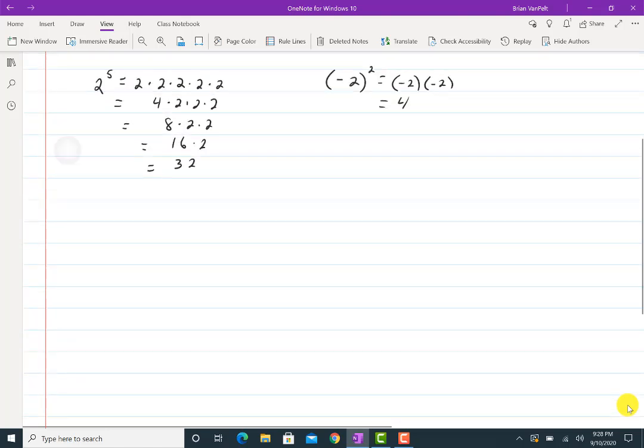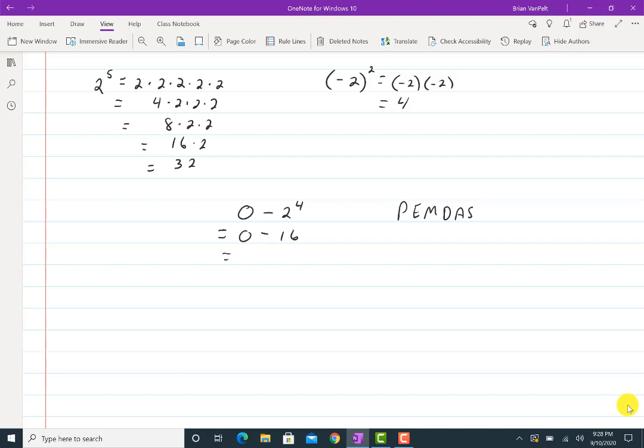Now imagine something like this. If I gave you this problem to do, what would you get for your answer? Well, forget about the 0 for now. I'm more interested in what part of this thing I would do first. And the first thing you should do, according to PEMDAS, remember this thing? We have the highest level or the highest order of operation is the exponent. So I would have 0 minus 16, and that equals negative 16.